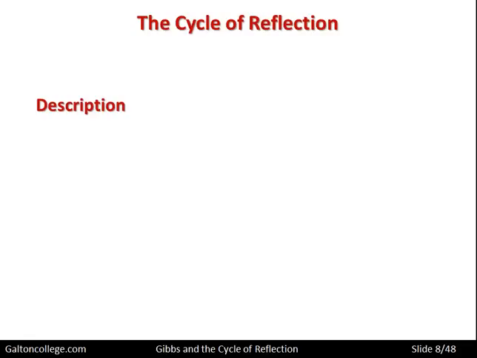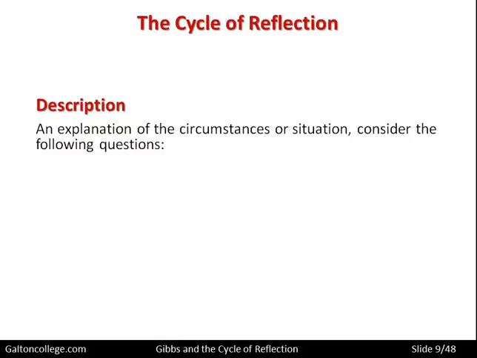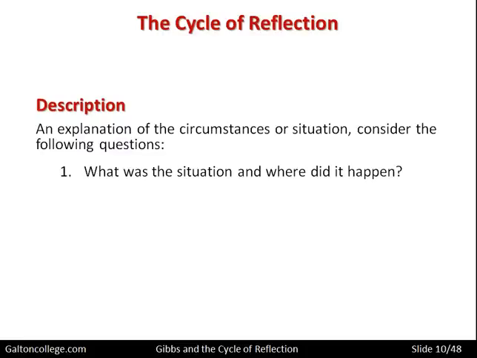So the description is an explanation of the circumstances or situation, and it's necessary to consider the following questions. What was the situation and where did it happen? Make a note of it. Where it happened may be important because the situation where it happened may have had particular influence. There may be particular issues about where it happened. So make a note of the situation, and of what happened and where it happened.